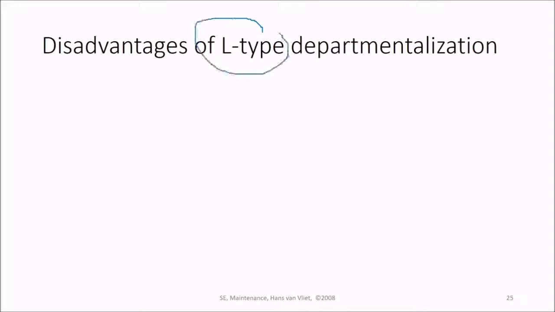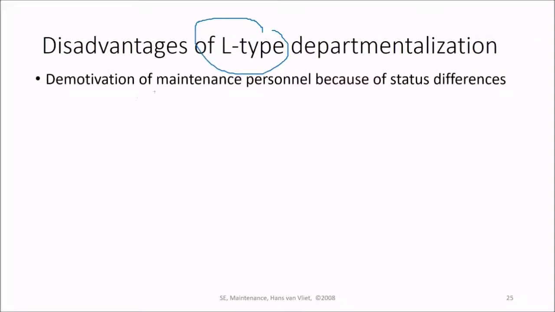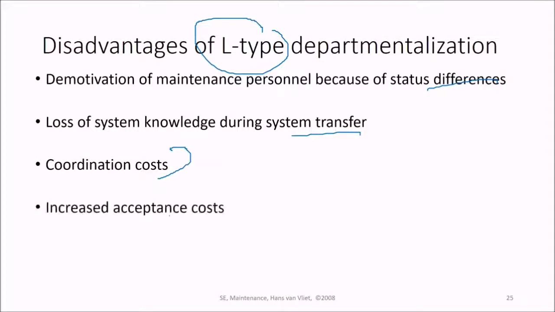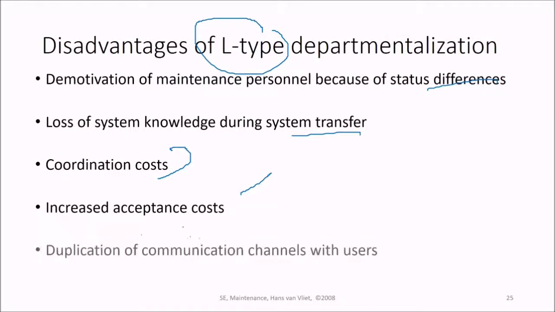But the disadvantages of L-type departmentalization are demotivation of maintenance personnel because of status differences, since one group is doing development and one is doing maintenance. Loss of system knowledge is due to system transfer. Coordination costs. Increased acceptance cost. And duplication of communication channels with the users.